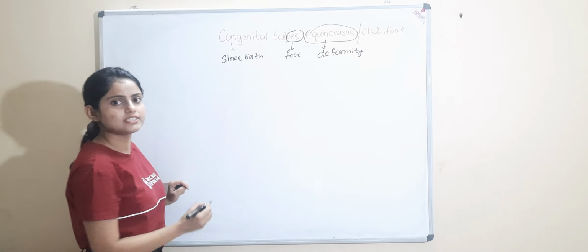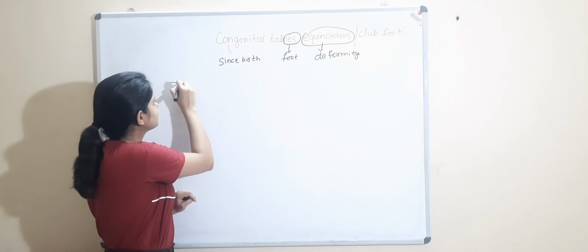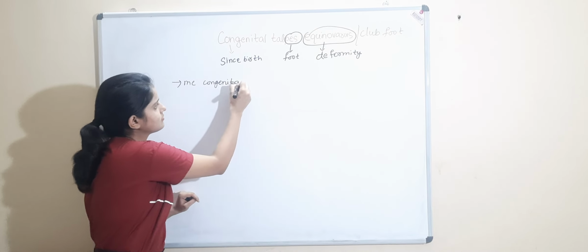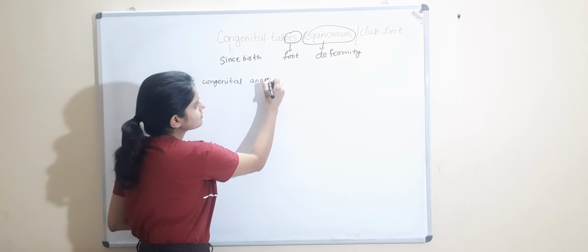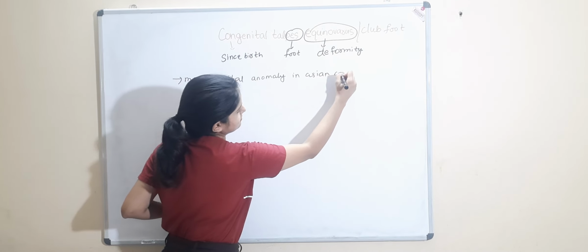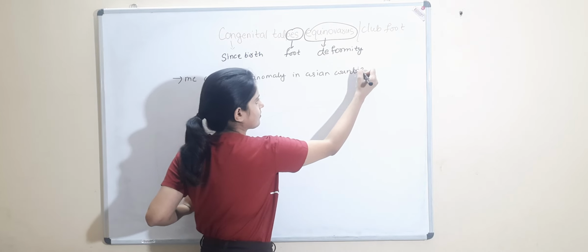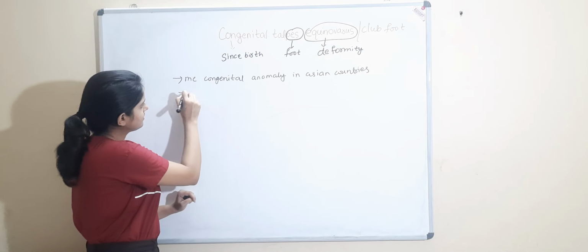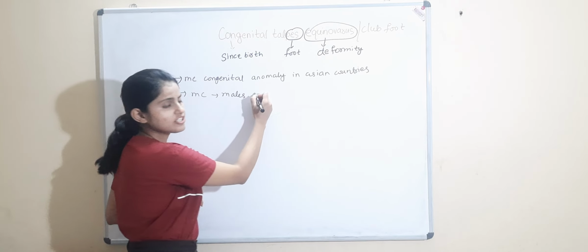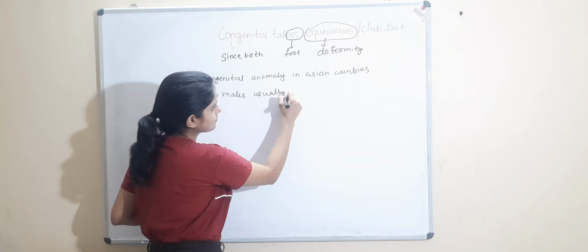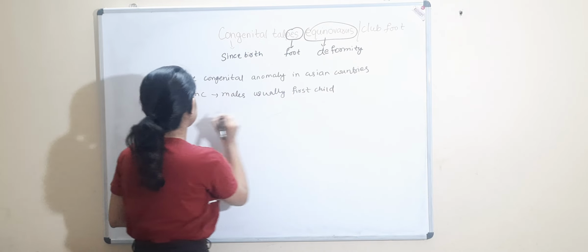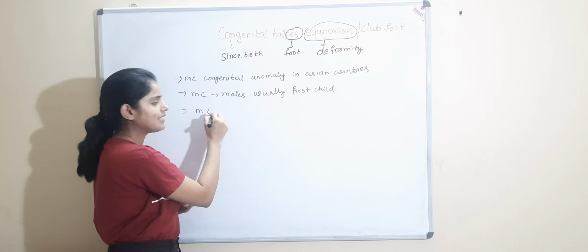This is the most common congenital anomaly in Asian countries. This is more common in males, usually first child. More commonly, this is bilateral.